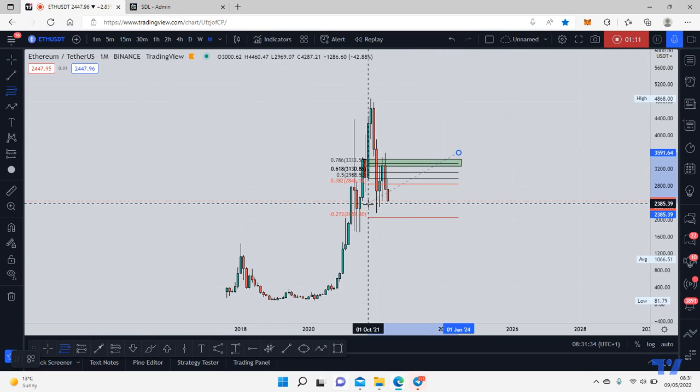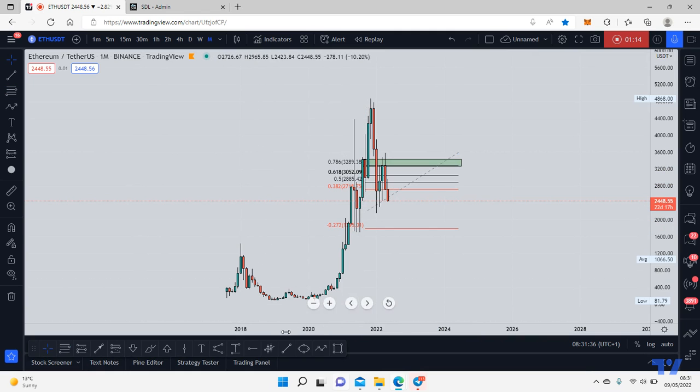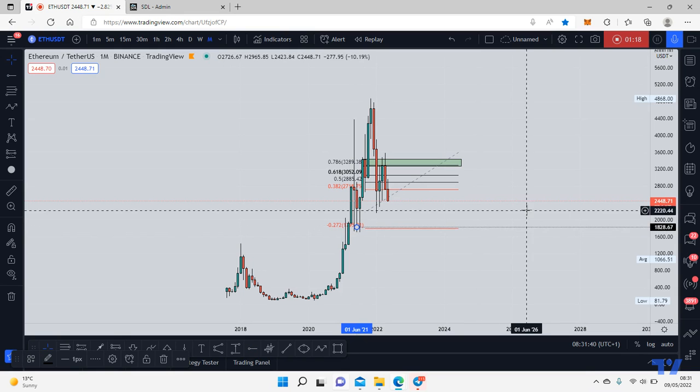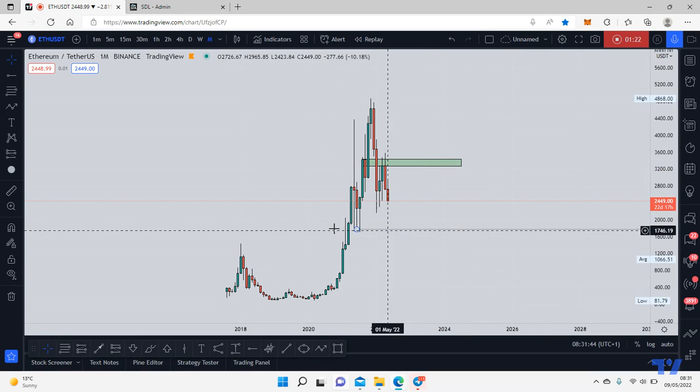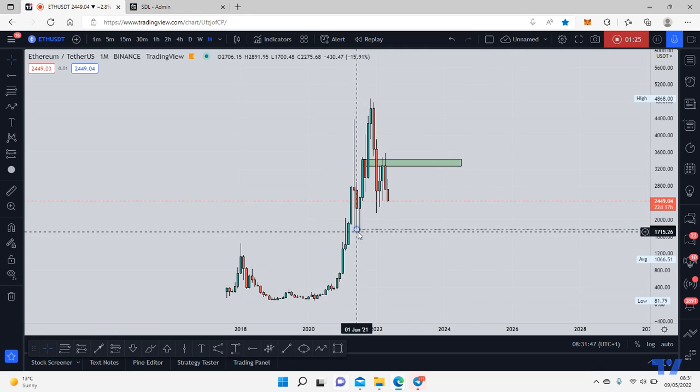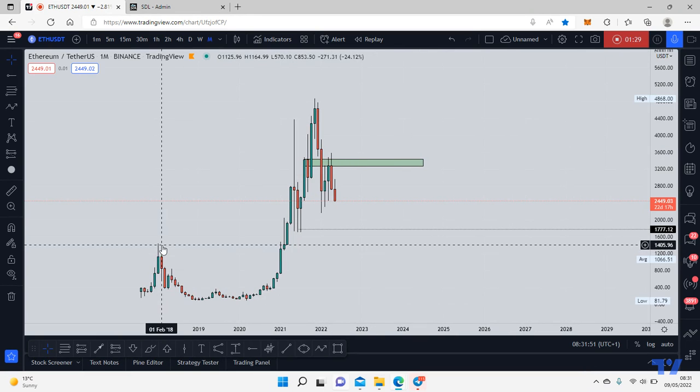If we take our Fibonacci from the high to the low of the monthly correction, the minus 0.272 will be our downside target. And I see this price. This is an inevitable price for Ethereum. It is almost guaranteed that we are going to at least hit this level before we start to see a bottom in the market.